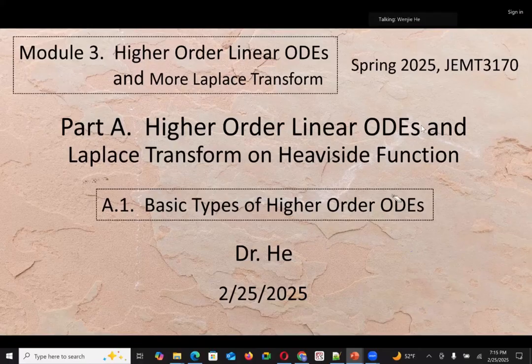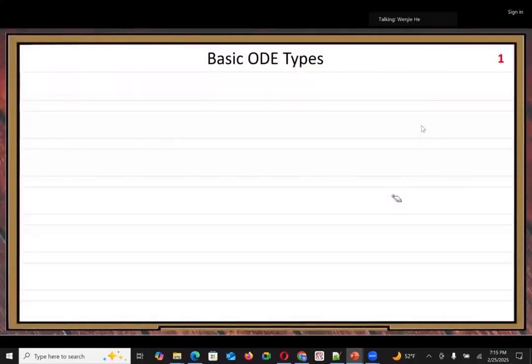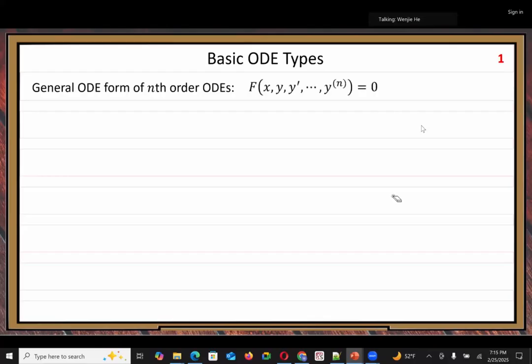All right. 8.1, basic types of higher order ODEs. Let us write the standard form of higher nth order ODEs. General nth order ODE. We use this capital F function. This is the most general form. So this F function is a multivariable function. Then, for each variable, the first one we use x as the variable.